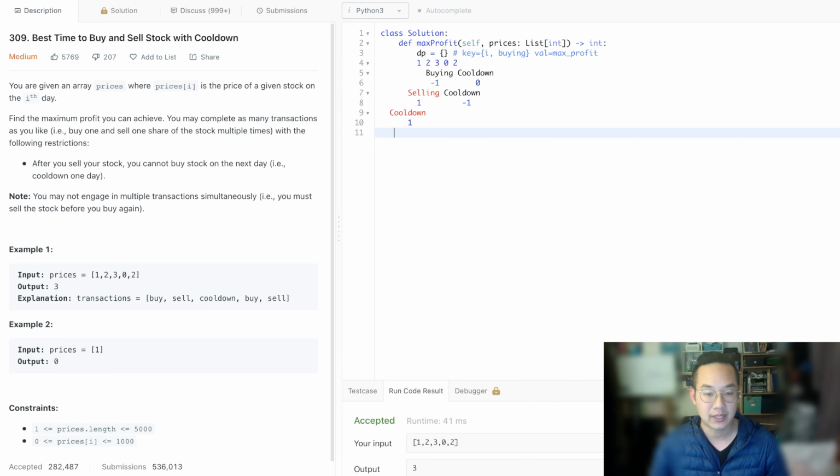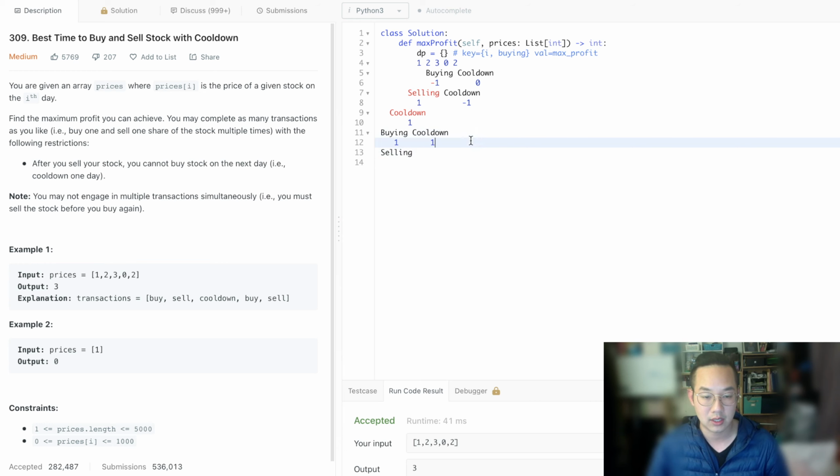Then after cooling down, we can buy or cool down at that point. So at that point, we're at the 4th index, where we can buy for 0. And then cool down, we can still stay at 1. And after buying, we can sell at 2.